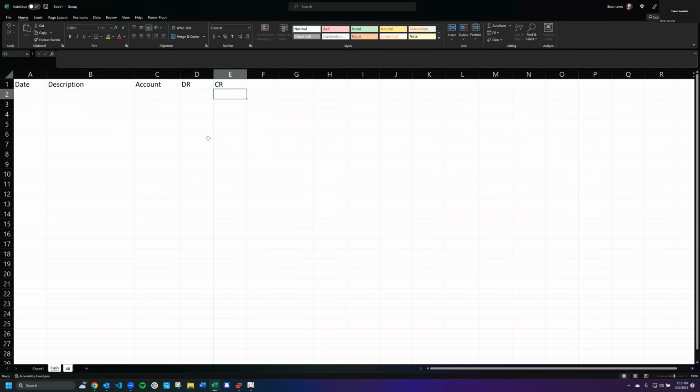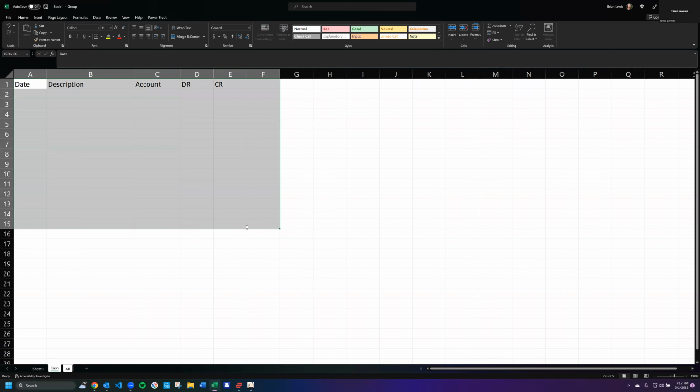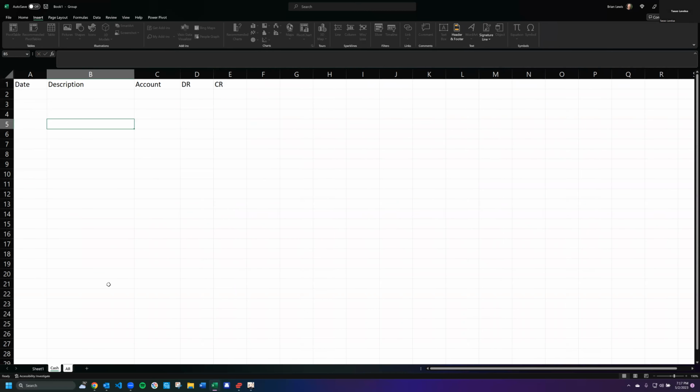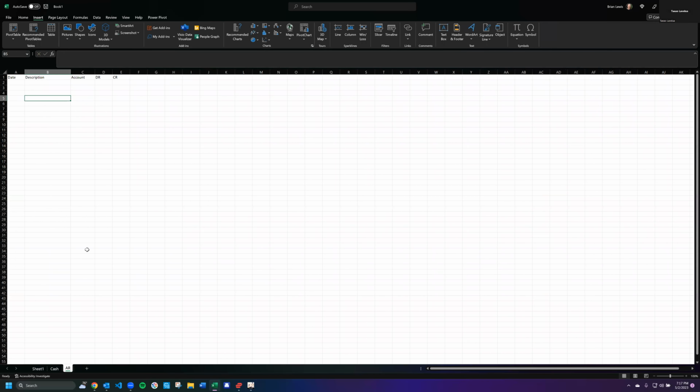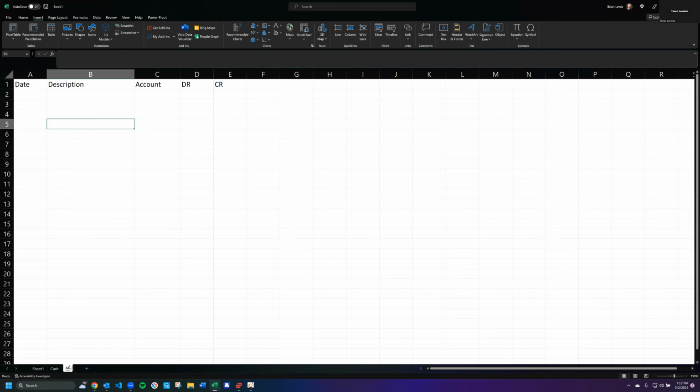Now that I've got my basic setup, let me do one other thing. Okay, so now I've got these two ledgers, and I would start recording things in one ledger. Let me copy this one and create a copy at the end, and let's call this one equity.